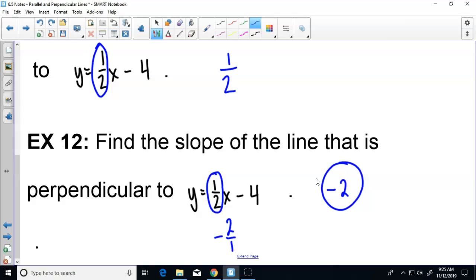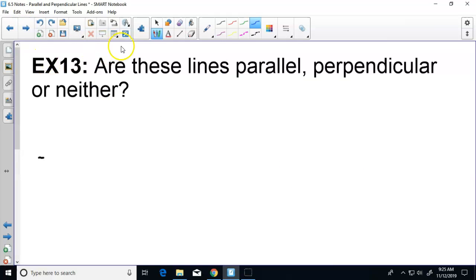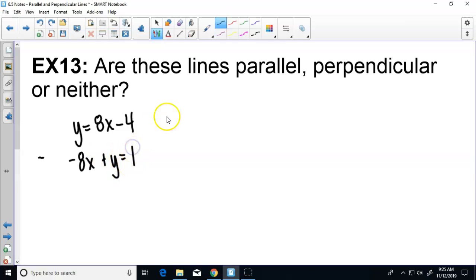Okay, questions? Okay. All right, let's continue. I bet I won't have these either. Okay. All right. y equals 8x minus 4 and negative 8x plus y equals 1. All right, so this one asks us parallel, perpendicular, neither. Let's do this without graphing. We graphed the first ones, but let's do this without graphing. So the slope is what we're worried about. Slope of this first line is 8. That one's already solved for y. Okay.